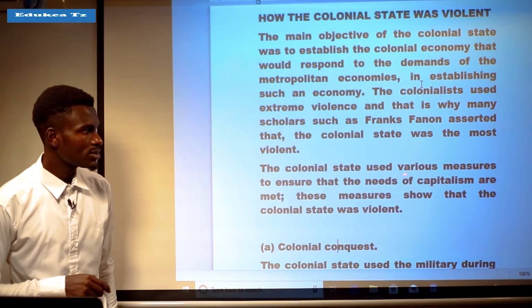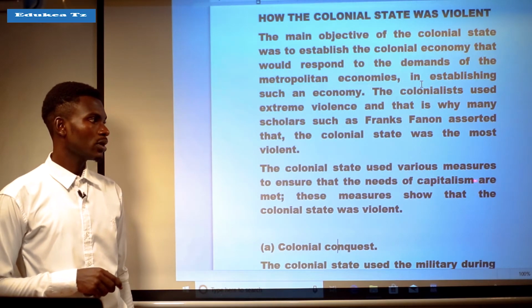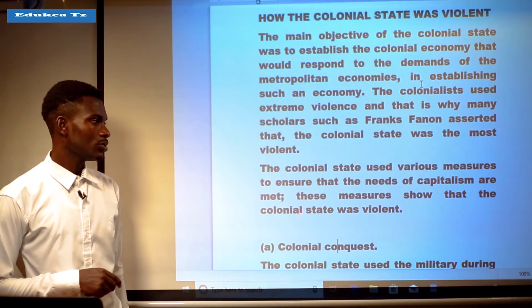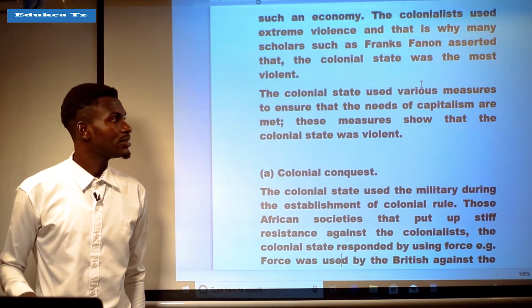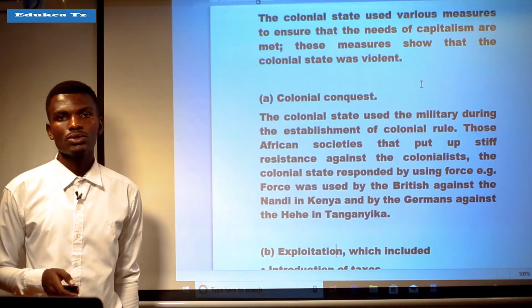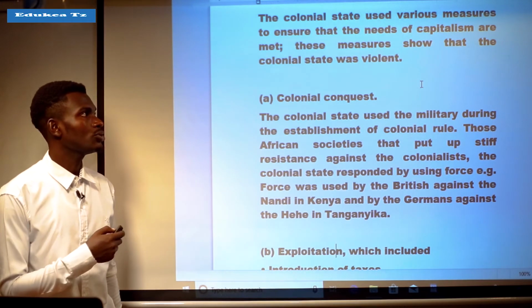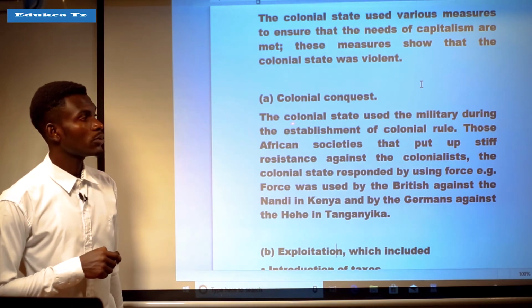The colonial states used various measures to ensure that the needs of capitalists were met. These measures show that the colonial state was violent. Let us see the measures that are evidence that the colonial states were violent in nature. The first one was colonial conquest.